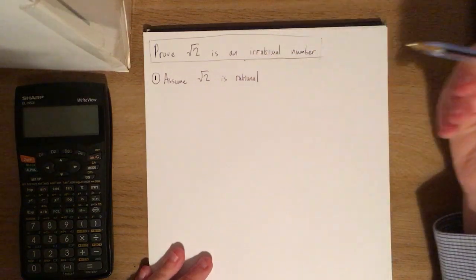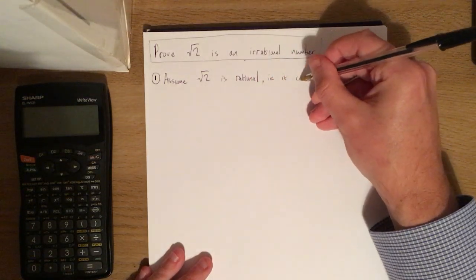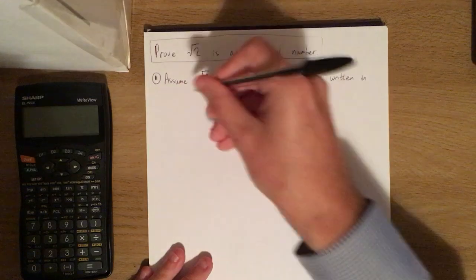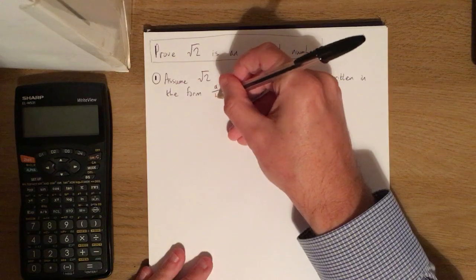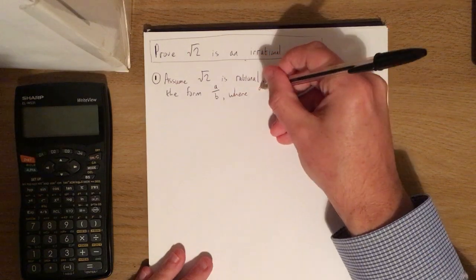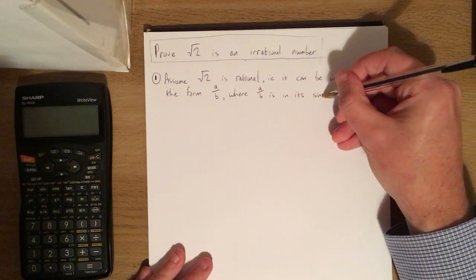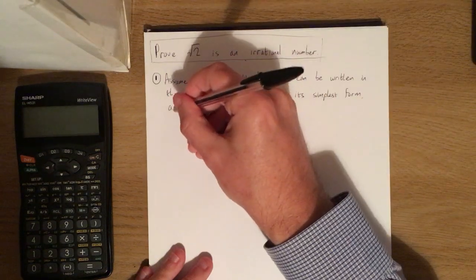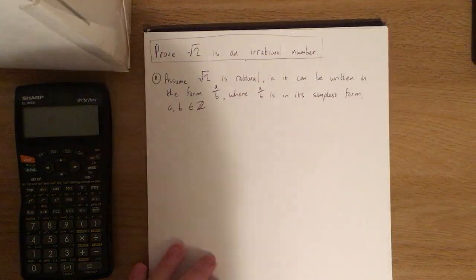A rational number is a fraction, so assume root 2 is rational, i.e. it can be written in the form a over b, where a over b is in its simplest form, and a and b are both integers. Okay, so they're both whole numbers.